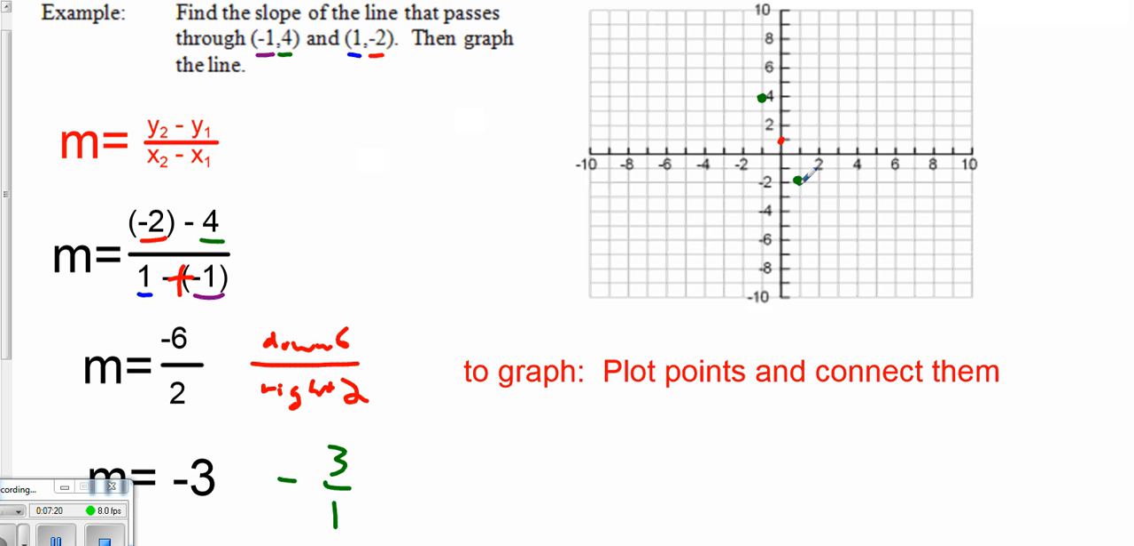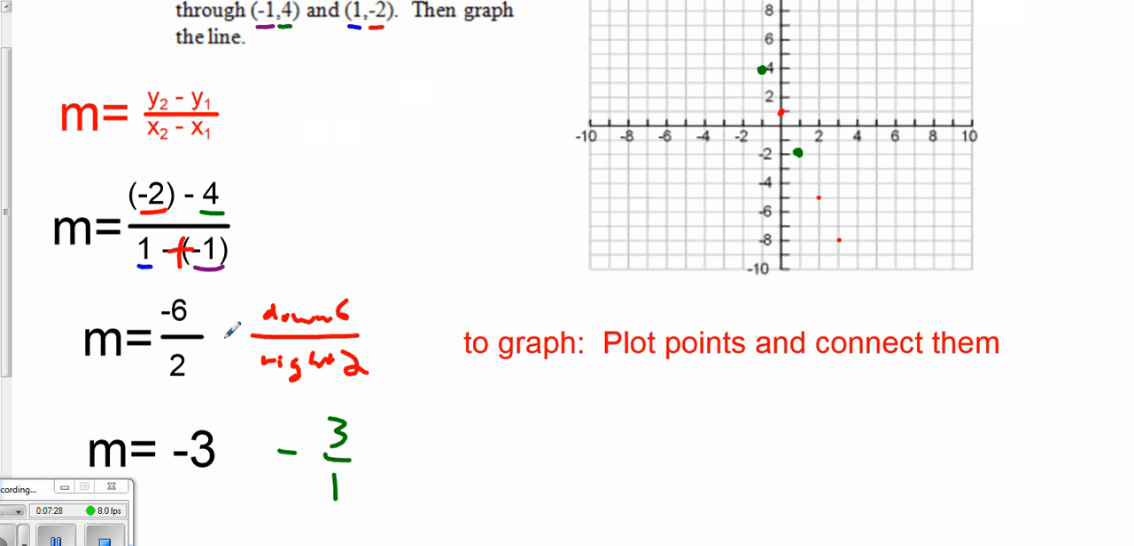A couple more points if we want. Down 3 over 1, down 3 over 1. And again, you can double check. Do these all fit this down 6 over 2? Does down 3 over 1 mean the same as down 6 over 2?